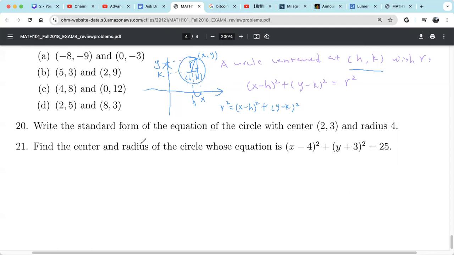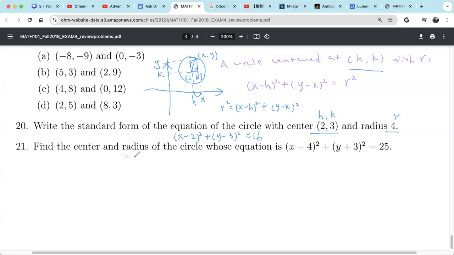So let's see question 20. You want to write an equation for this circle centered at 2, 3 with radius 4. Well, that's just x minus h. So h is 2, k is 3, and r is 4. X minus 2 squared plus y minus 3 squared equals 4 squared, which is 16.